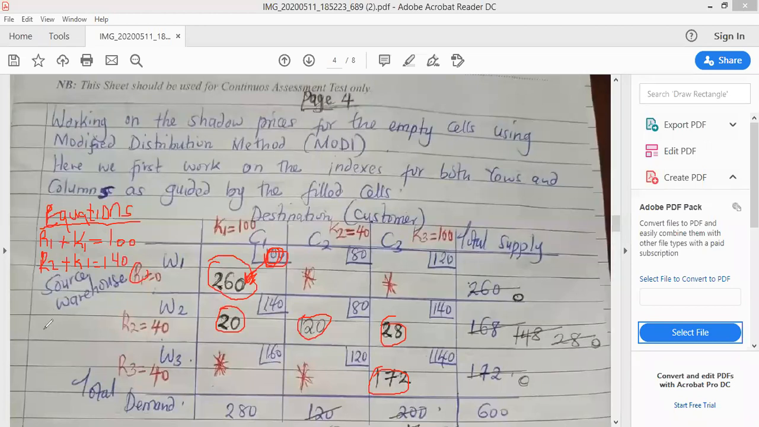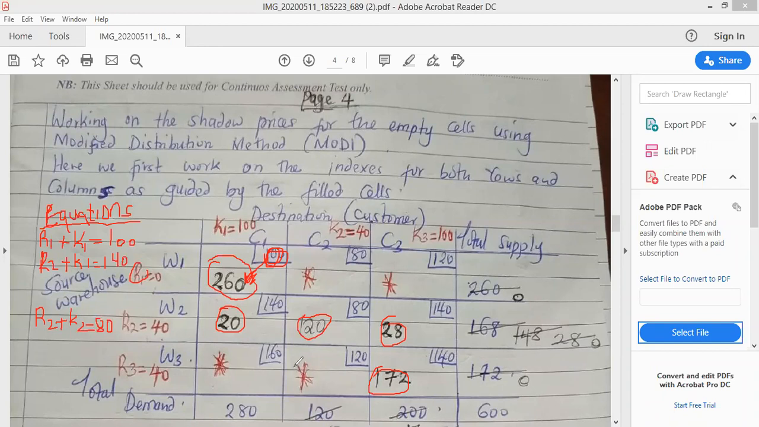Another equation that I can form, we are only forming 5 equations because we only have 5 filled cells. From W to C2, we can form an equation: R2, the index for that row, plus the index for that column, K2, equals 80, the unit price in that particular cell.